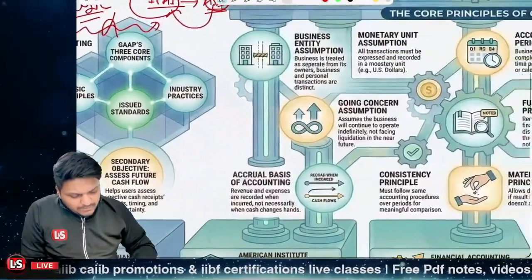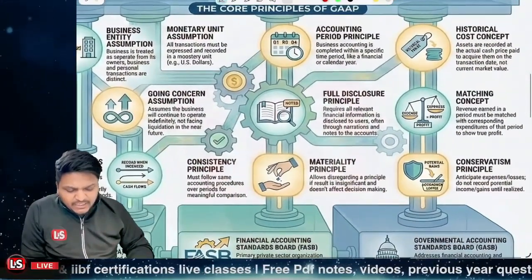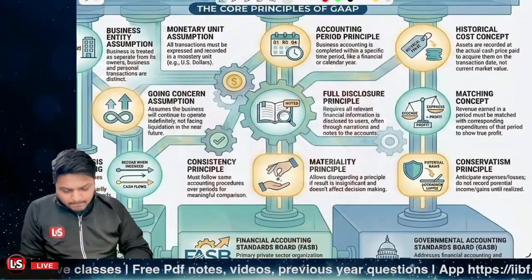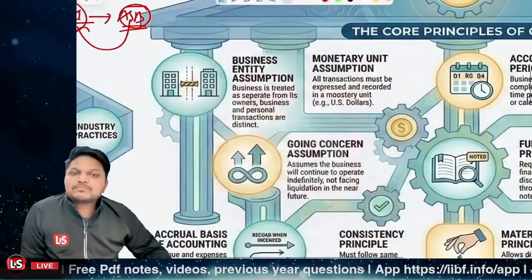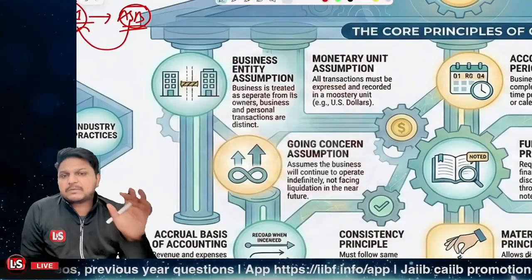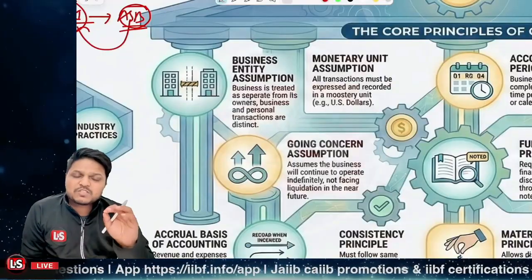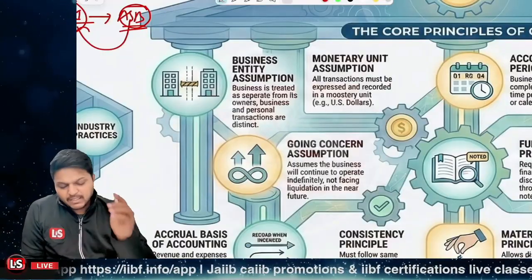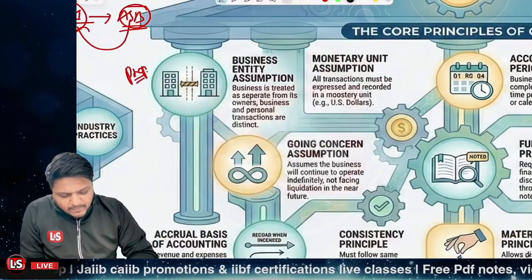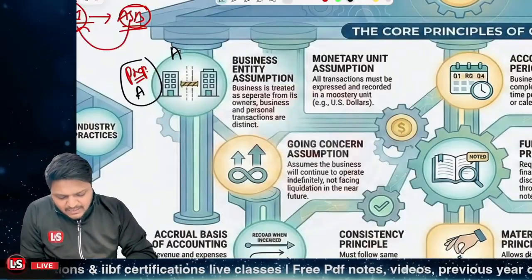Now let's learn about the basic principles covered under the GAAP. The first concept is the business entity concept. As per the GAAP business entity concept, the business and the owner must be considered separately. Even if we consider a proprietorship firm, let's say we have a proprietorship firm A, and the owner is person A.